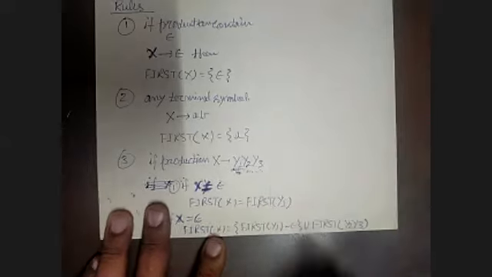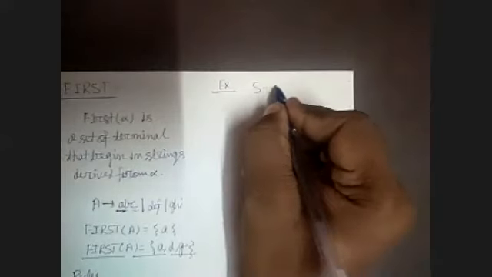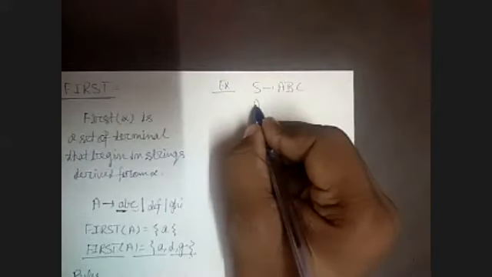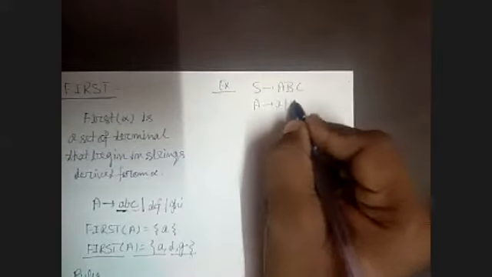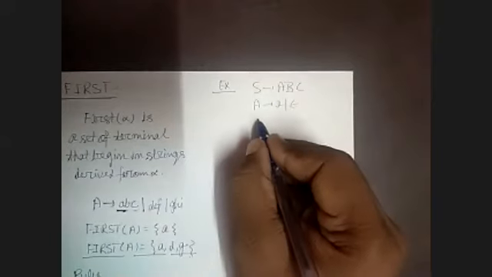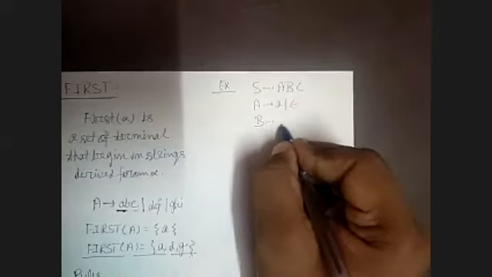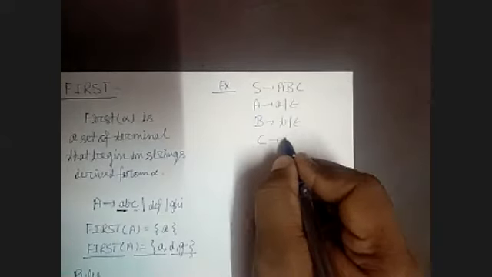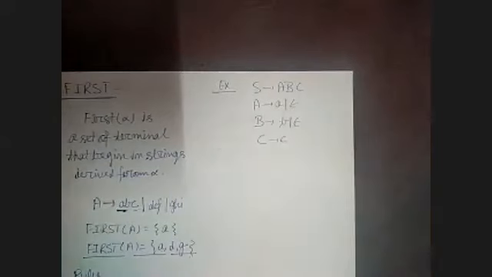Right? Now we take an example so you can easily understand how to find out the first. Okay, so example. S tends to capital A, capital B, capital C. Capital A tends to small a or epsilon. Capital B tends to small b or epsilon. And capital C is equal to small c. These are the productions. On that basis you find out the first.